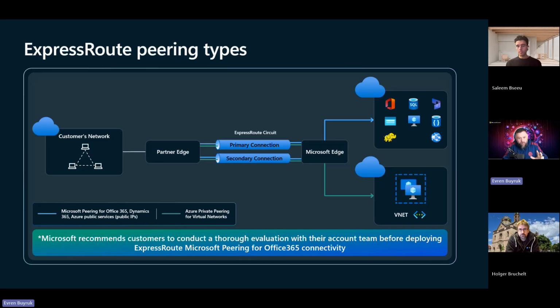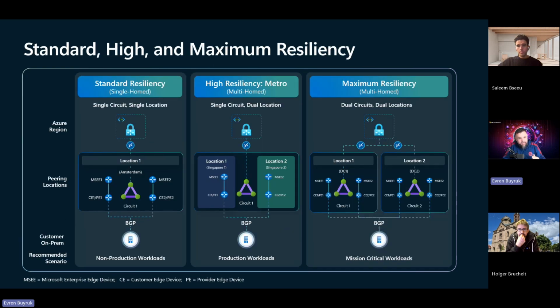What did we achieve so far? We established dedicated private connectivity and other options to Azure. So now we are getting to the hub, and we are going to talk more about what exactly it is.